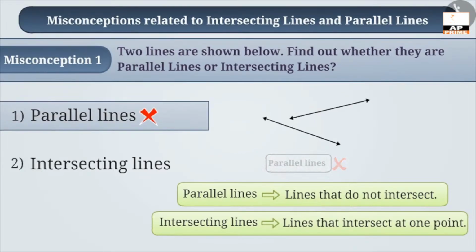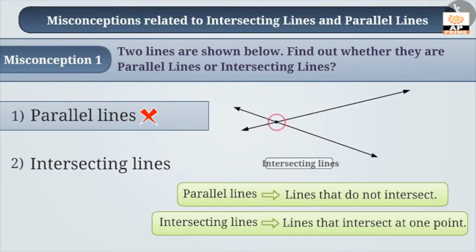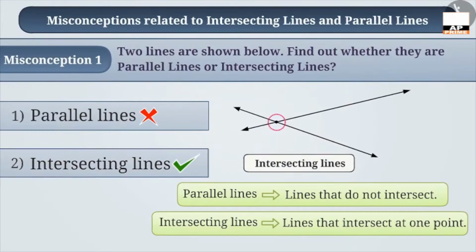The correct understanding is that the lines can be extended on both sides. The lines in the figure do not appear to intersect, but if extended, they will appear to intersect at one point. Therefore, both lines are intersecting lines. That is, option 2 is the correct answer.